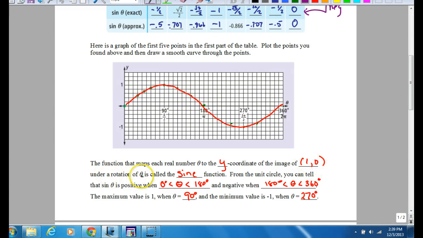So under the rotation of theta, it is called the sine function. From the unit circle, you can tell that sine theta is positive between 0 and 180, and negative between 180 and 360. The maximum value is 1 when theta equals 90 degrees. And the minimum value is negative 1 when theta equals 270. So this is just one cycle of the sine function.